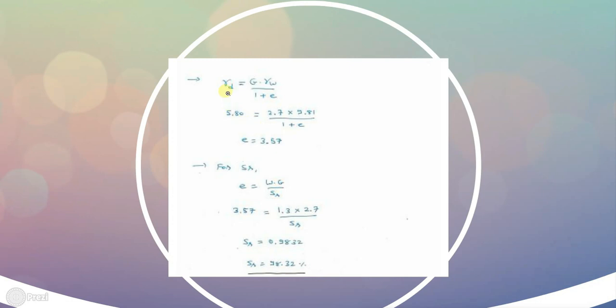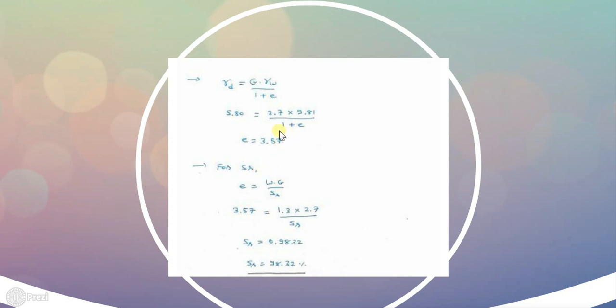I can find void ratio. Now gamma D is equal to G into gamma W upon 1 plus e. Here in this formula the only remaining unknown is e, void ratio, and from void ratio I can also find out porosity. Putting all the values in the formula, I got e, void ratio, as 3.57. As usual, it will be unitless. From this I can easily find out porosity by using e is equal to n upon 1 minus n formula.